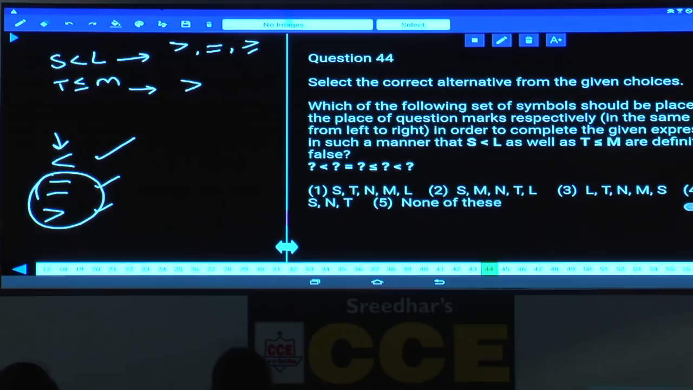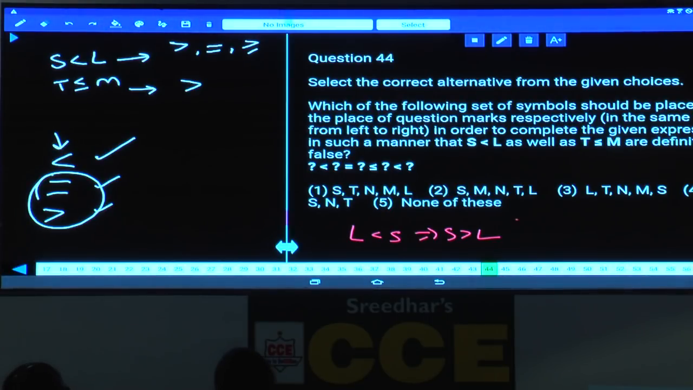Then coming to choice 4. Now in choice 4, between S and L, L greater than S. Now between L and S, what is there in this one? L lesser than S is true. As L lesser than S is true, S greater than L is true, and the first conclusion is definitely false.